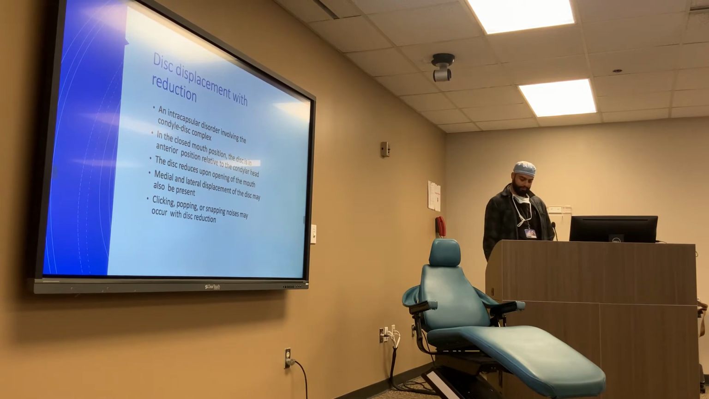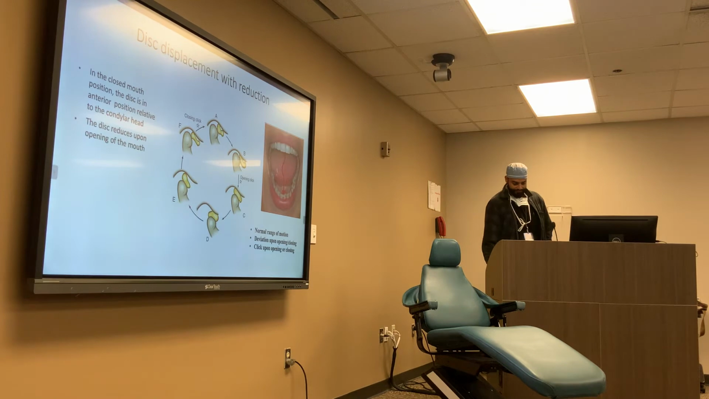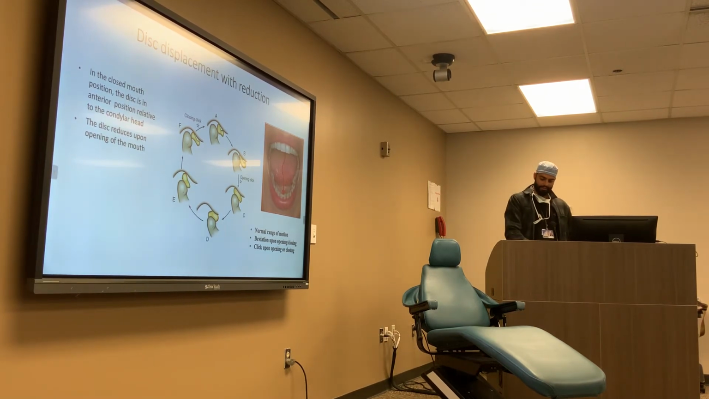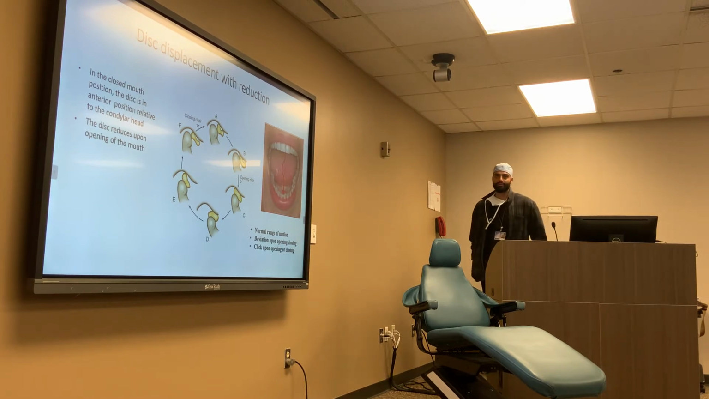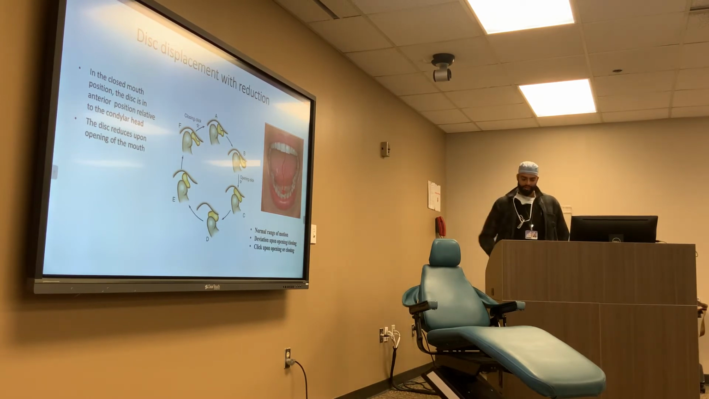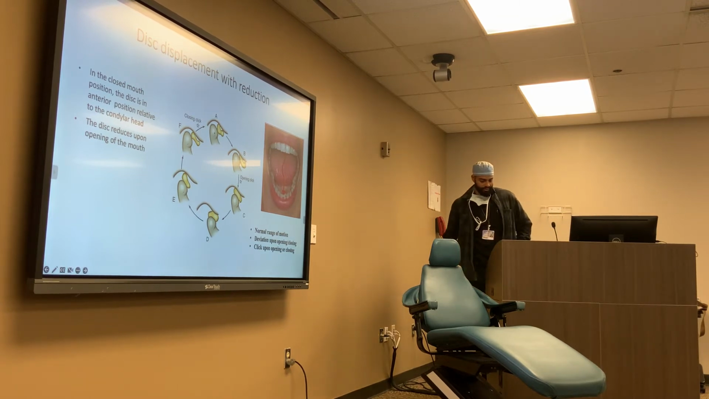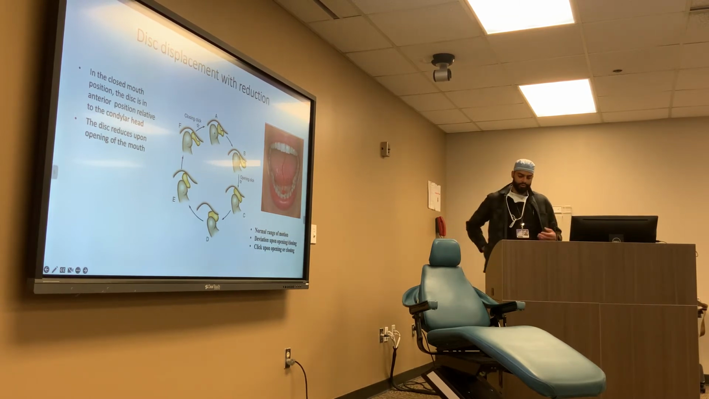So let's look at a picture here, because I know there's a lot of words, so let's see what's going on. I want you guys to look at this image here where you had A, B, C, D, E, F, all that stuff, right? So what do we say in the closed mouth position? The disc is anterior to that condylar head, right? So look at A, the disc is anterior to that condylar head. That's the closed mouth position there. Okay, and then why is that an issue? Because it reduces the amount you can open and close your mouth.